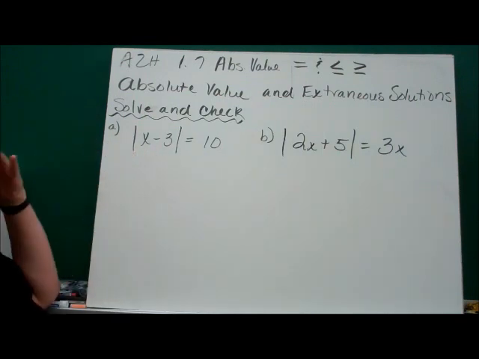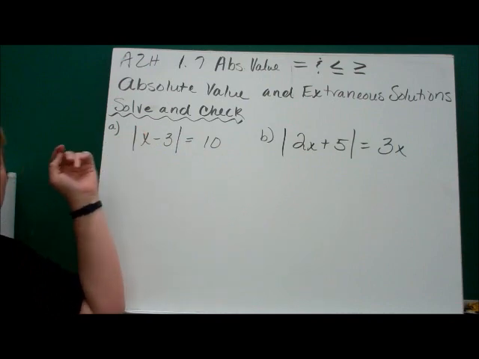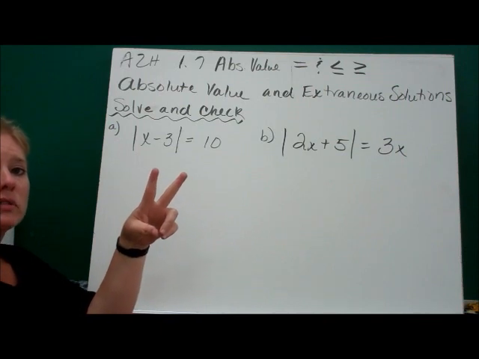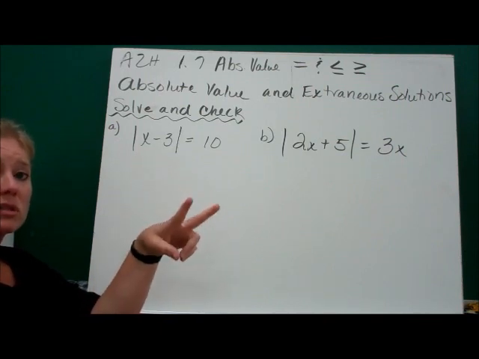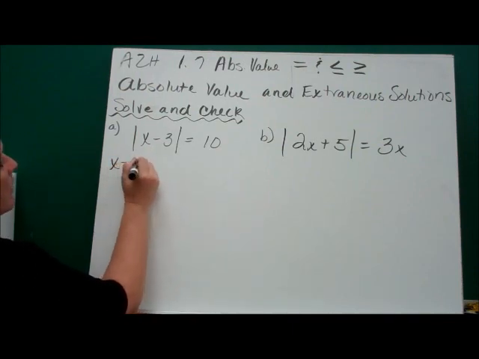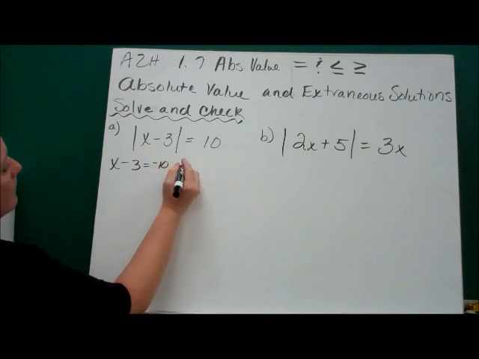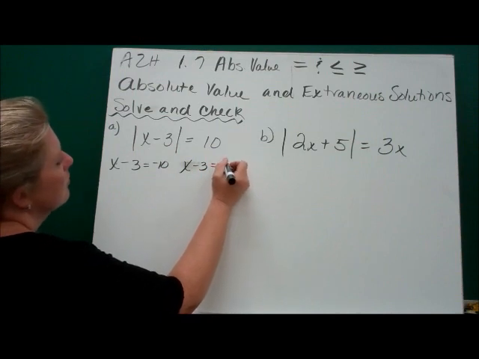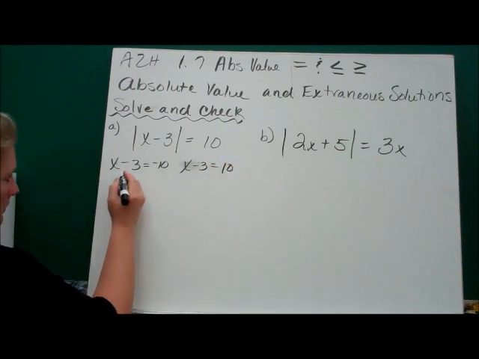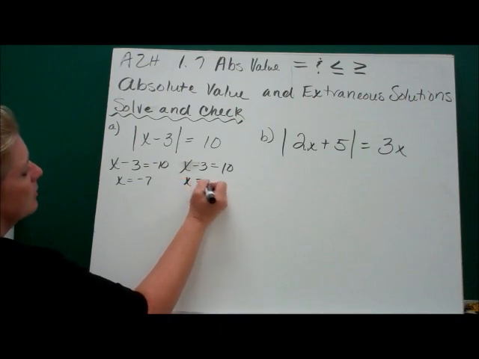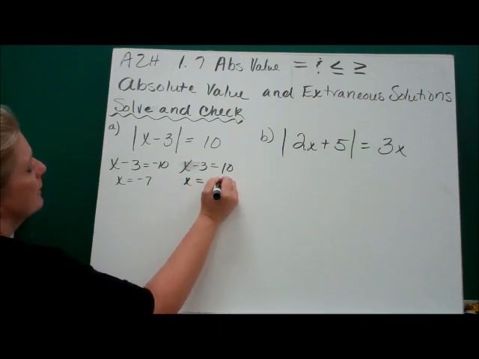If the absolute value of x minus 3 must equal 10, then that means x minus 3 can equal two different numbers. Because for the absolute value of 10, there's two numbers that can give you that, negative 10 and positive 10. So we've got x minus 3 equals negative 10, and x minus 3 can also equal positive 10. Then we solve, and we're going to add 3. So x equals negative 7, and x can also equal 13.